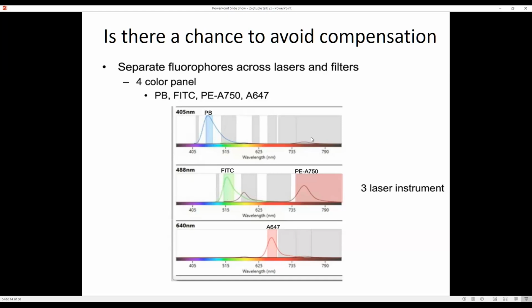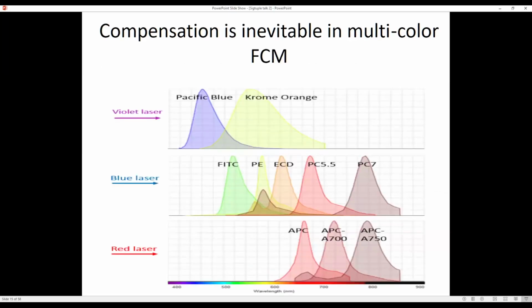Basically you can do this, but is it worth doing? You have a 10-color instrument. What would you try to do ideally? You want to do an experiment with 10 fluorochromes. That is why you bought a 10-color instrument. What's the point of doing a 2-color or 3-color experiment on a 10-color machine?